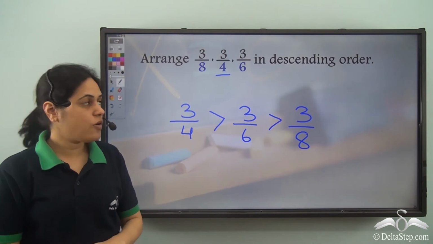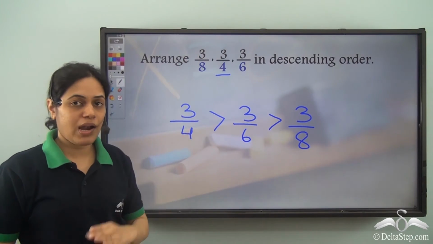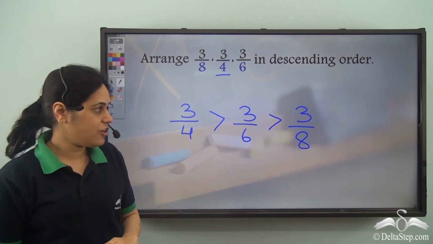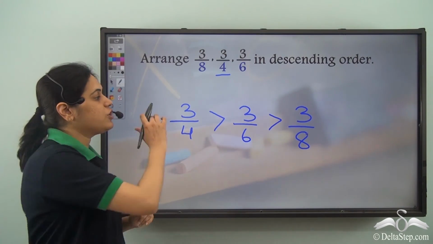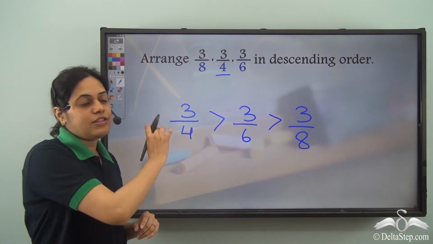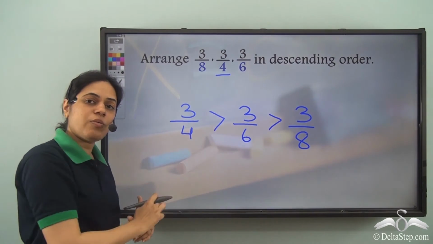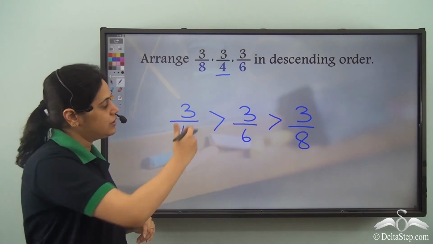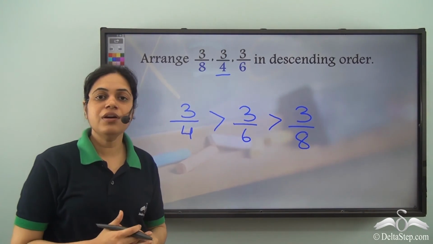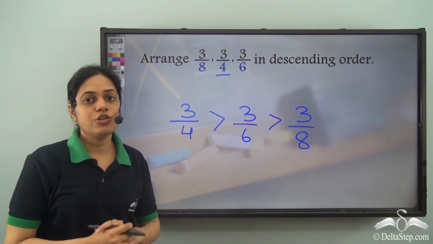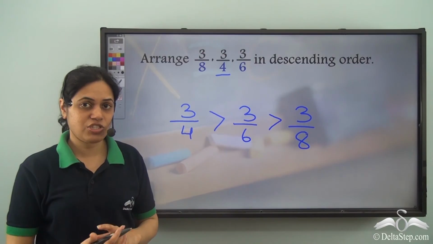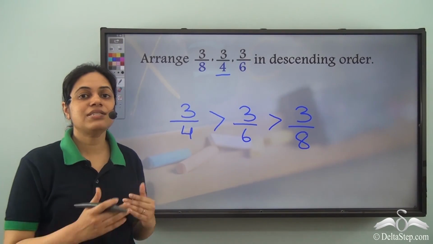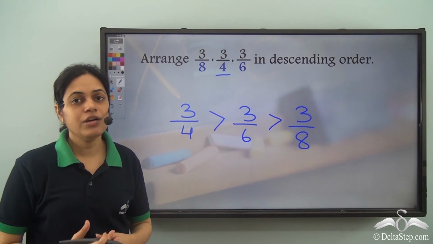So, even without converting them into like fractions, I can arrange them if the numerators are the same. So, if the numerators are the same, the fraction with a smaller denominator is greater than the fraction with a higher denominator. So, take up different unlike fractions and arrange them in ascending and descending order till you get them all correct.